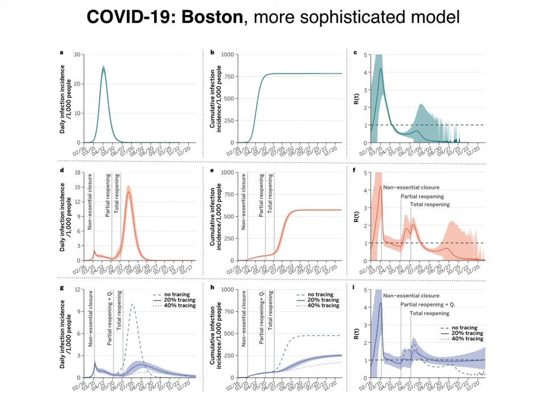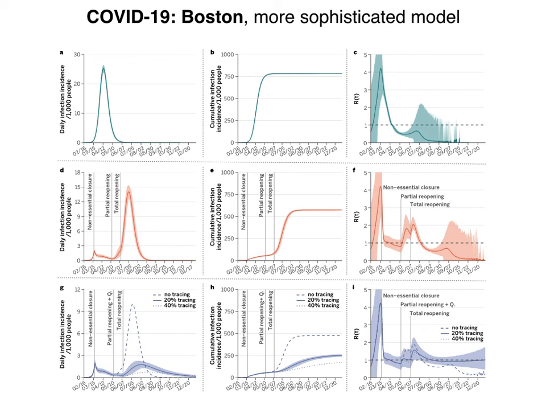Finally, in the last row, you will see the results corresponding to another strategy that consists of non-essential closure. And then when you do partial reopening, you also do testing and tracing so that you detect the symptomatic people that are infected, and you trace their contacts, and then both of them get isolated and quarantined at the household. So here the key point is regarding tracing.